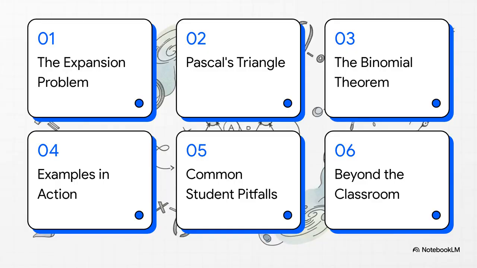So here's our game plan. First, we're going to uncover that hidden pattern using a really cool visual tool called Pascal's triangle. Then we'll get to the real powerhouse, the binomial theorem formula itself. We'll run through some examples, I'll show you the common traps to avoid, and then we'll see why this thing is a huge deal, even outside of a math class.